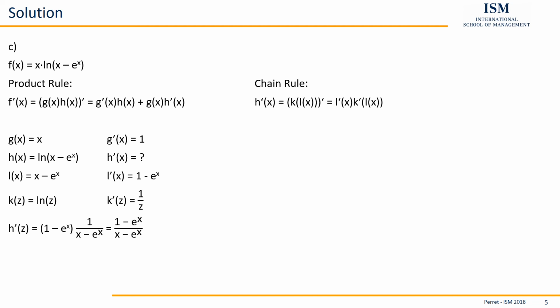Having now the derivative of h as well, we can get our derivative of f. This is the derivative of g, so 1, times h, so ln of x minus the exponential function, plus g, so x, times the derivative of h, so x times 1 minus the exponential function divided by x minus the exponential function. It looks as follows here. We could write this a little bit differently, but we cannot really shorten anything, so it stays as given here. And that's then our derivative of the function f. This was the third and final part of this set of functions and exercises.